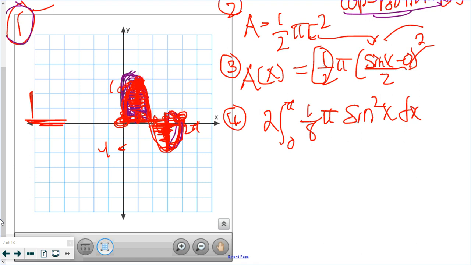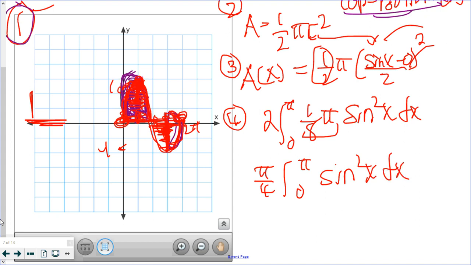So this is what I want us to do. First of all, I'm going to take out the 1/8 pi, and that's going to be 2 times the eighth, which is a fourth. So on the outside, I have pi over 4. We are left with the integral from 0 to pi of sine squared x dx. Now I'm going to take this and copy it to the page just because my iPad can be lame. And the rest of it is to just integrate this.